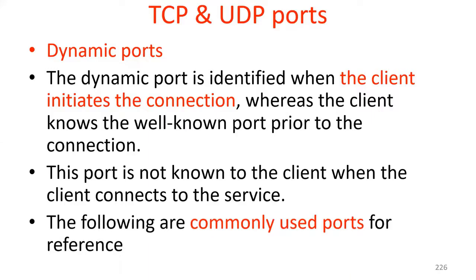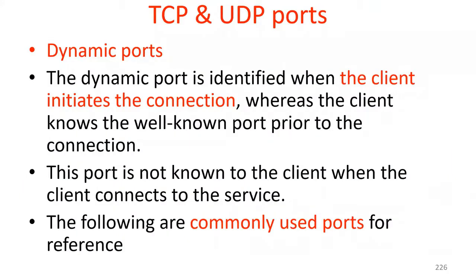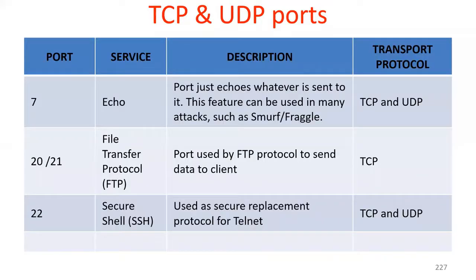Here are the common user port numbers for reference. These are all different port numbers used for different purposes. For example, port number 7. What is the service? Echo service. That means the port just echoes whatever is sent to it. For example, if you send hello, it automatically replies hello. That is called echo. This can be used in many attacks, such as fraggle attacks.